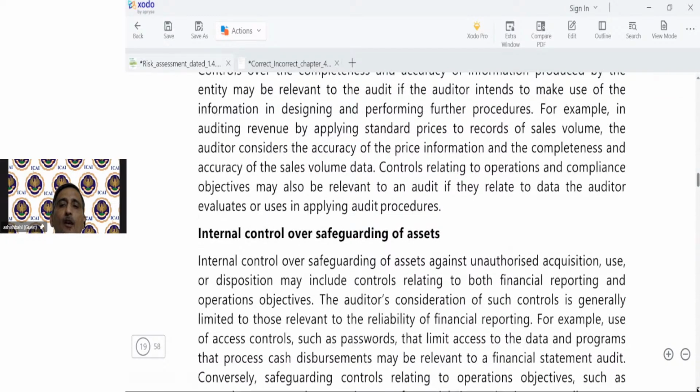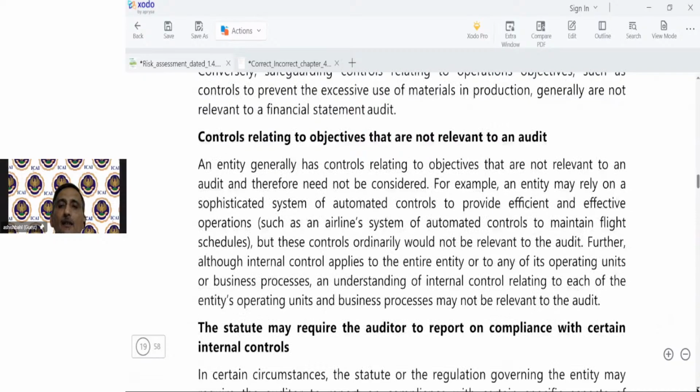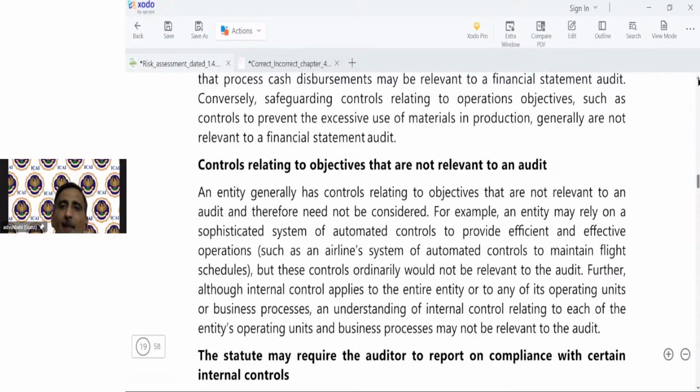So on this page, guys, three examples are given. These are rather not examples, but theory in the shape of examples. These are also in SA 315. So I would try to explain to you in these general terms. So first we will take this: controls relating to objectives that are not relevant to an audit.